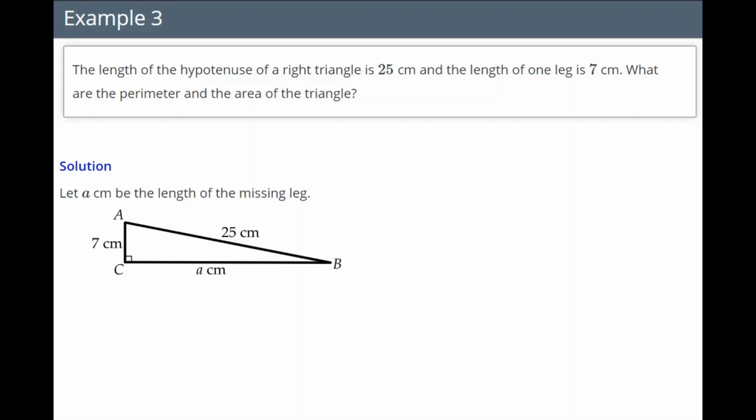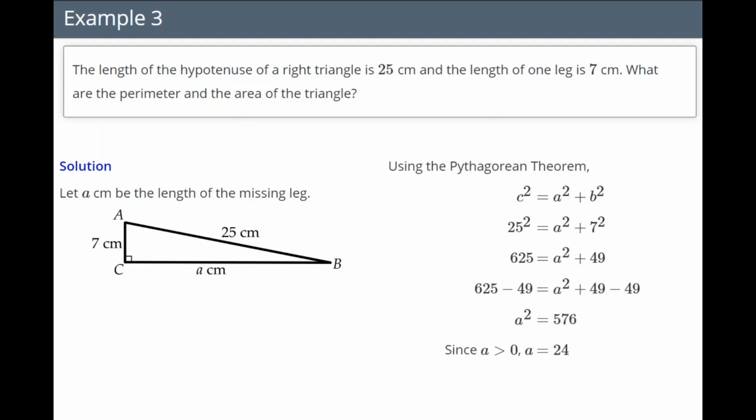That's the hypotenuse is 25 centimeters and the shorter leg, we'll write that as 7 centimeters, and we'll let a centimeters be the length of the missing leg and we'll write that on there too. Since it's a right triangle, we can use the Pythagorean theorem, and that can be represented as c squared equals a squared plus b squared, where c is the hypotenuse and a and b are the lengths of the other legs. So putting in the numbers, we get 25 squared equals a squared plus 7 squared.